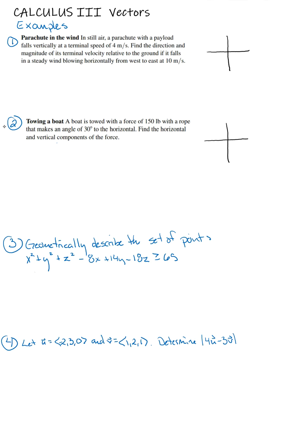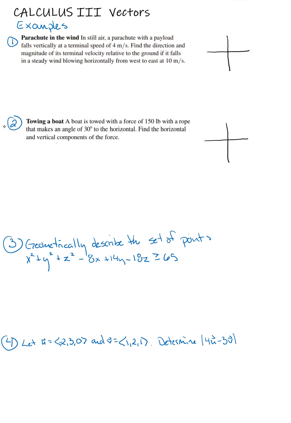I want to go over some examples where we work with vectors. To begin with, suppose we have, in still air, a parachute with a payload that falls vertically at a terminal speed of 4 meters per second. We want to find the direction and magnitude of its terminal velocity relative to the ground if it falls in a steady wind blowing horizontally from west to east at 10 meters per second.